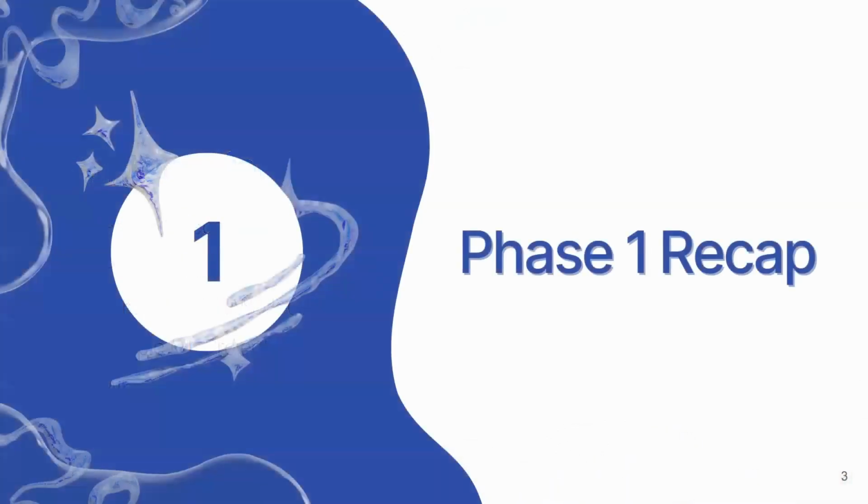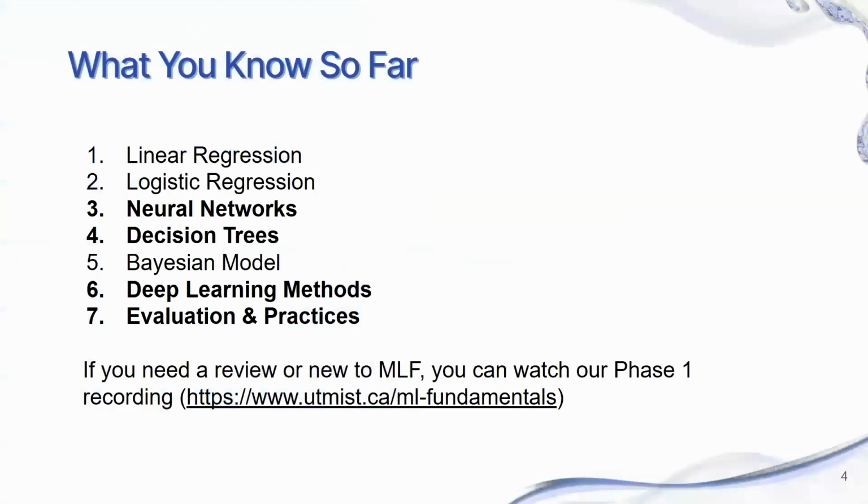So phase one recap. For those who weren't here, these were the models that we have gone through. Some of them may sound pretty familiar to you, right? So yeah, linear regression. I'm sure that many of you have heard of it before. I know how it works, right? Logistic regression, neural networks, decision trees, Bayesian models, deep learning methods, and evaluation and practices. So once again, if you want any reference to how these models work, just go on the UTMIST site and there is an MLF phase one tab for it. Is everyone good so far?